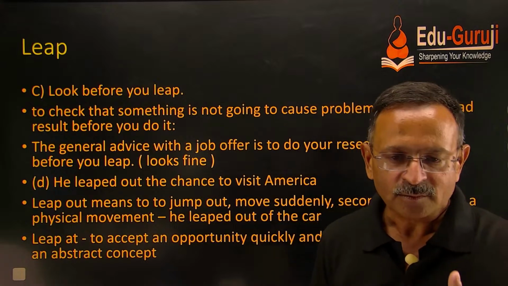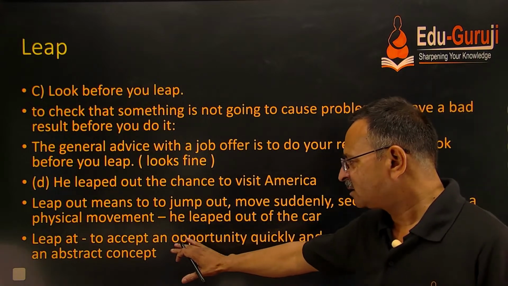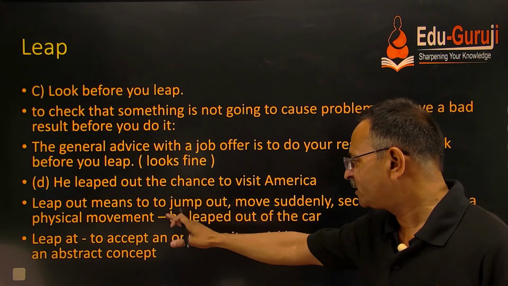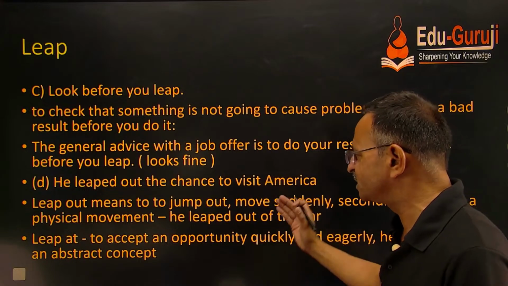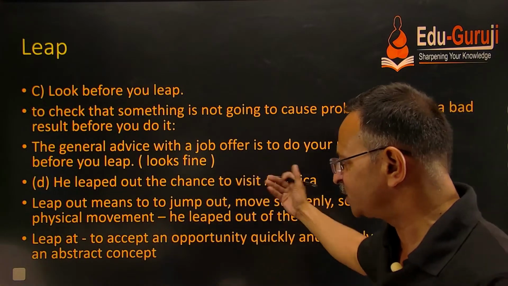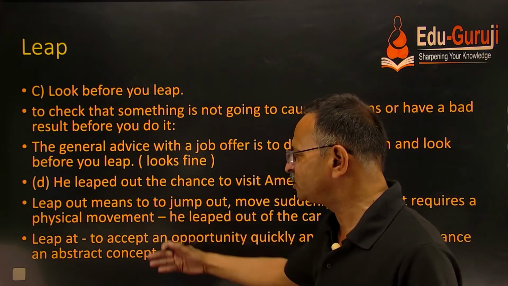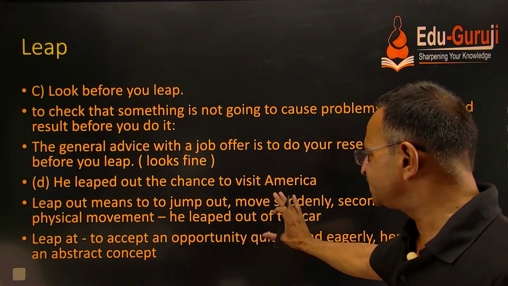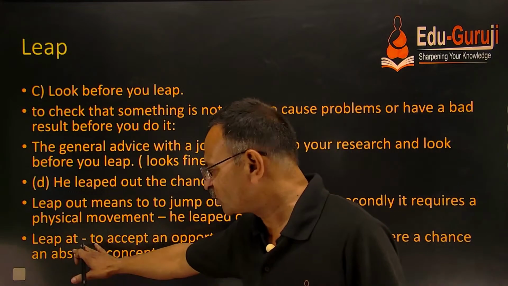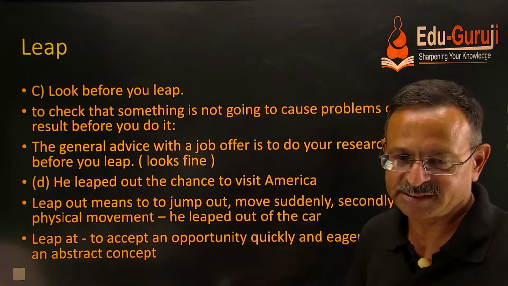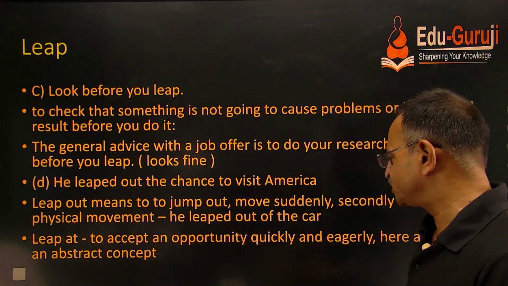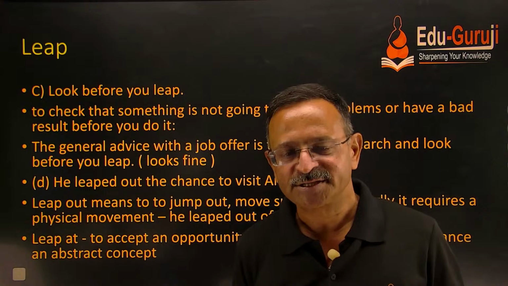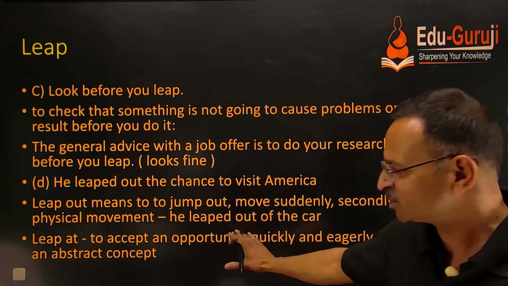Then what should be the correct option? Of course, now this is incorrect. You cannot say jumping out the chance to visit. This cannot be the correct option. This particular sentence can be made correct by using an appropriate phrase, that is leap at. That means to accept an opportunity quickly and eagerly, here a chance. An abstract concept, so it is not a physical movement actually.